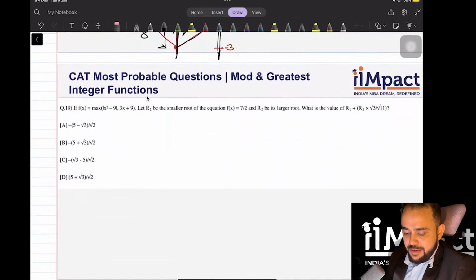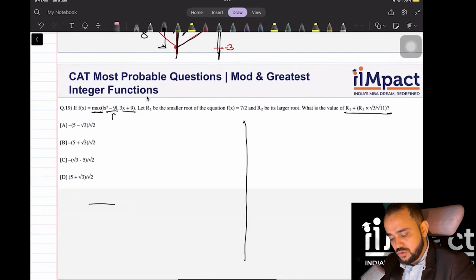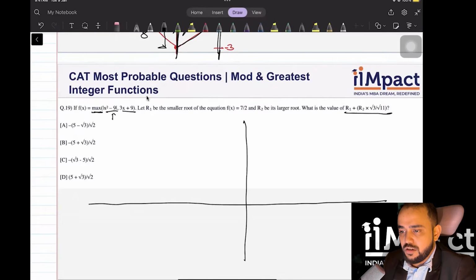Moving on. f(x) is equal to the maximum of this. Let r1 be the smaller root of the equation f(x) = 7/2, and r2 be its largest root. What is the value of... now this looks intimidating. But again, the call is to make the graph. I have to find the max between two functions where one itself is going to behave differently by domain. So I might as well just draw it, for my sake.